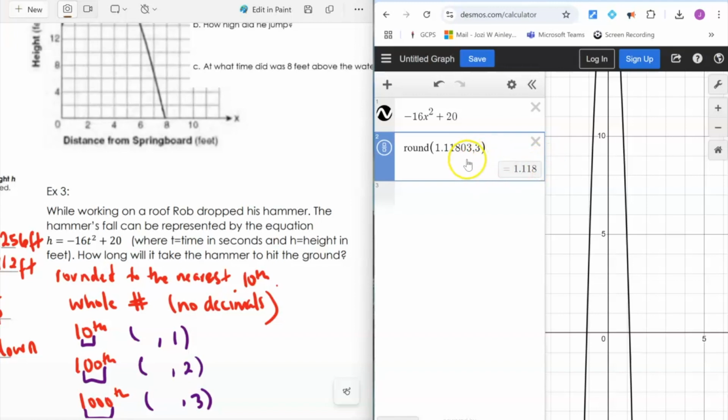Even if you don't remember, feel free to play around with these numbers, and you can see the result because it's visible. In this question, it asked how long will it take the hammer to hit the ground, rounded to the nearest 10th. How many zeros are there in 10? There's only 1, so I'm going to put 1 right there. So 1.1 seconds.